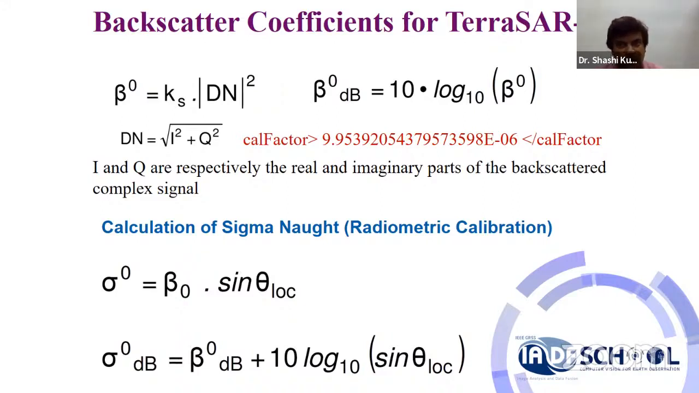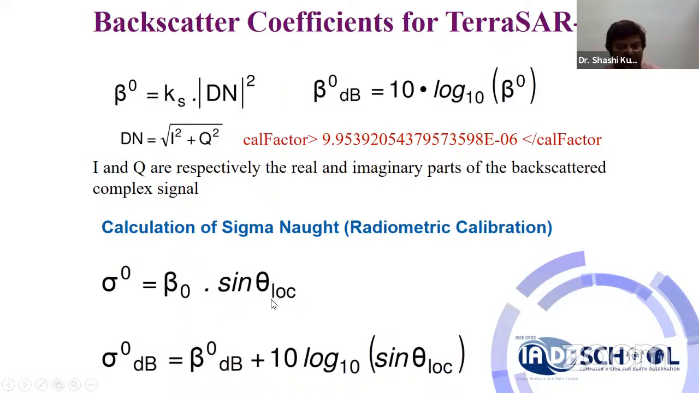Okay. Now the beta naught can be represented on the dB scale. So this will be 10 log base 10. The dB scale is basically 10 log base 10. So when we do this for the beta naught, we will be able to calculate the values. Now, Ks is the calibration factor, and it will be retrieved from the metadata. The values are given for the sensor, and different calibration constant values will be there for the different sensors. Now here, as we know, I and Q are the real and imaginary parts of the backscatter complex signal.